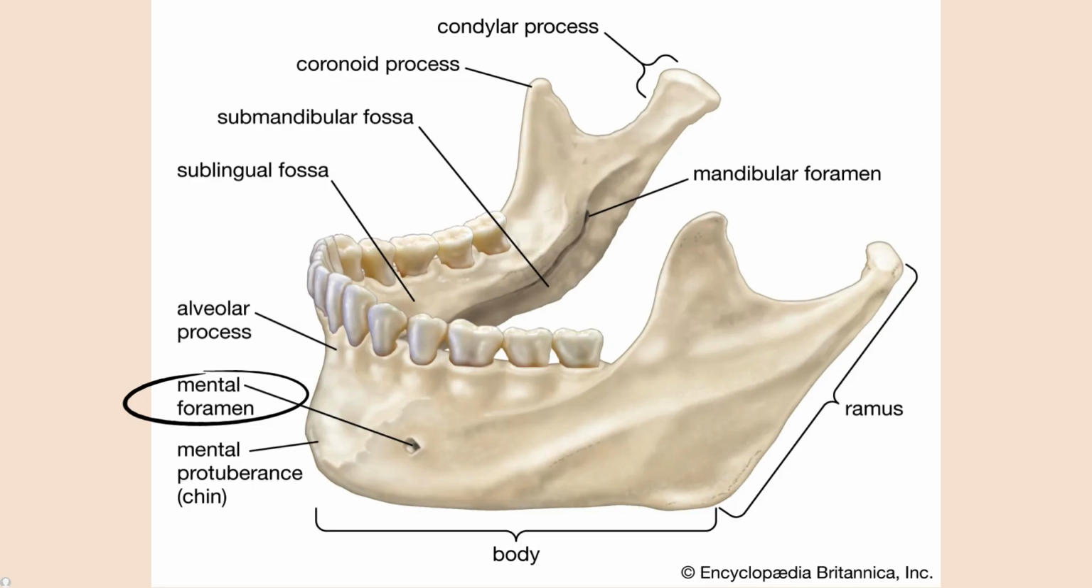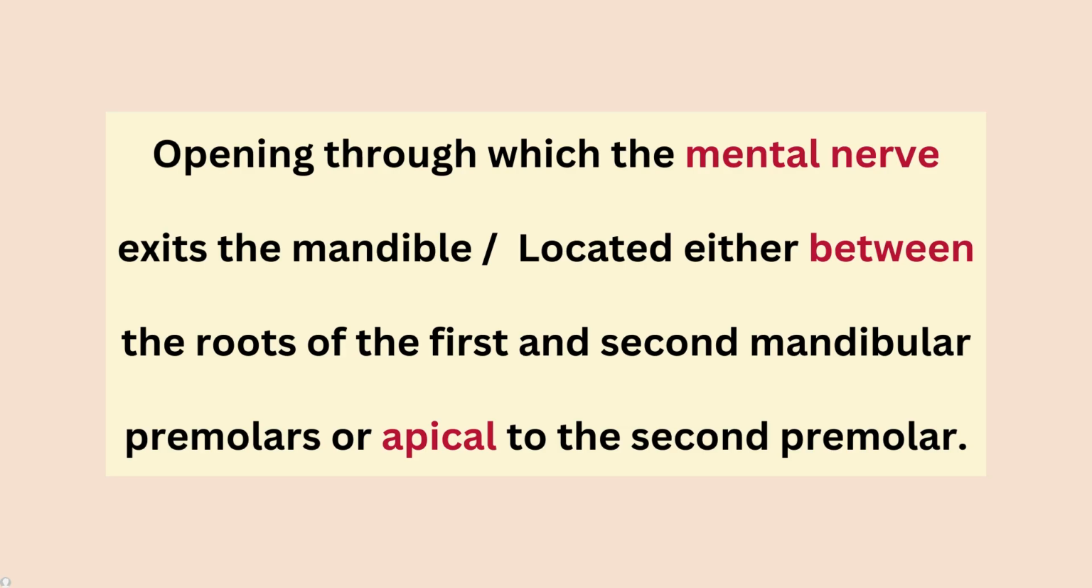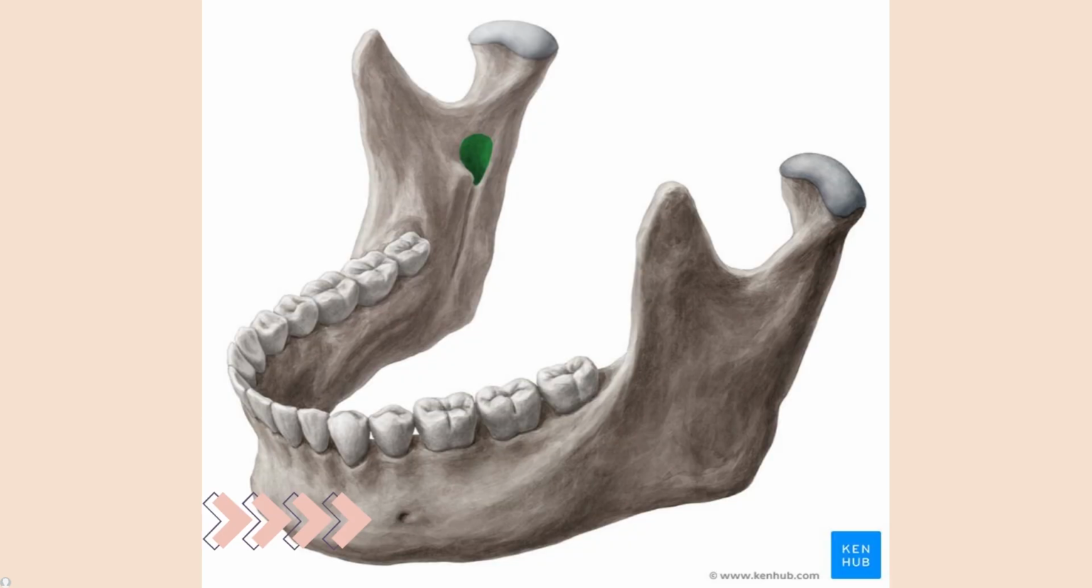Next is the mental foramen. As the name suggests, the mental foramen is an opening through which the mental nerve exits. It is located either between the roots of the first and second mandibular premolars or apical to the second premolar. Some patients have it just apical to the second premolar. Other patients have it located between the roots of the lower first and second premolars. Like in this picture, the mental foramen is located just apical to the mandibular second premolar.